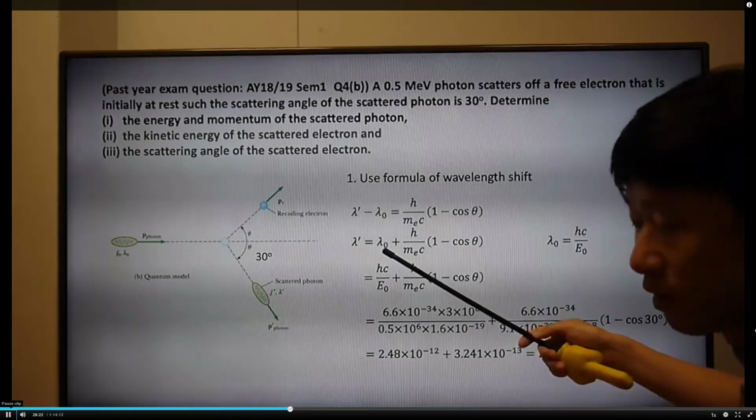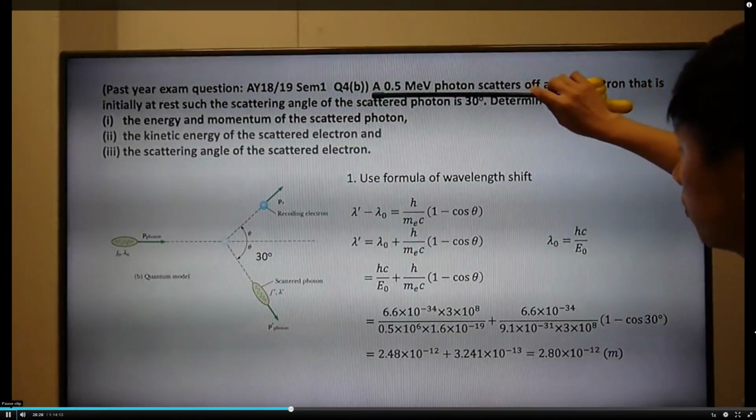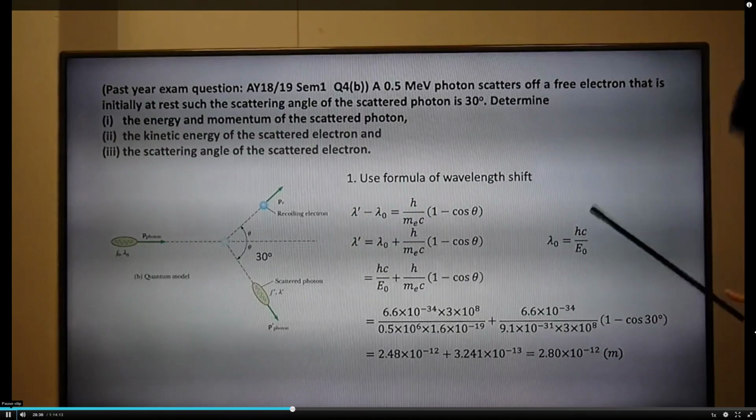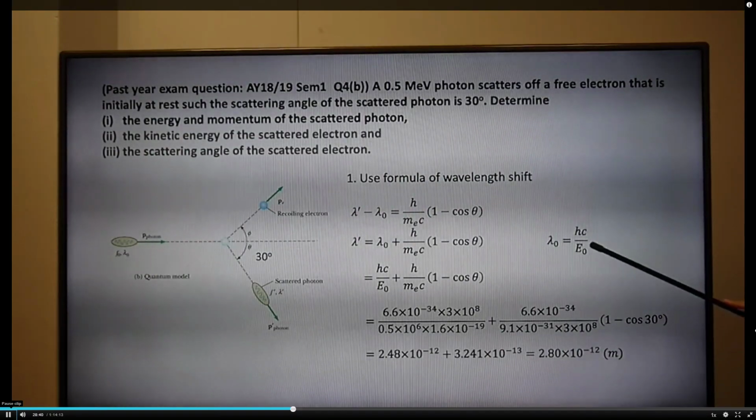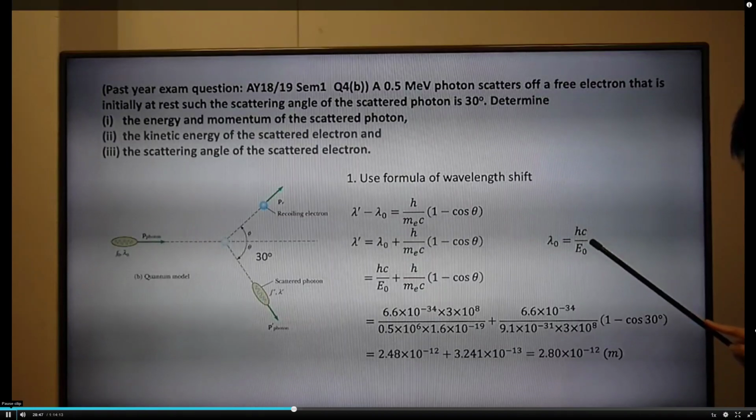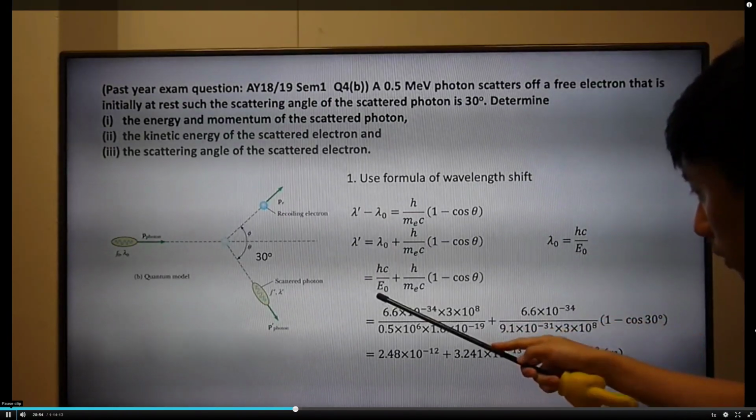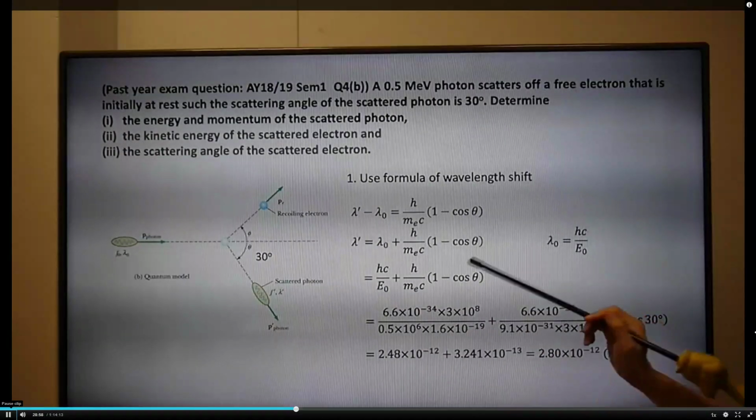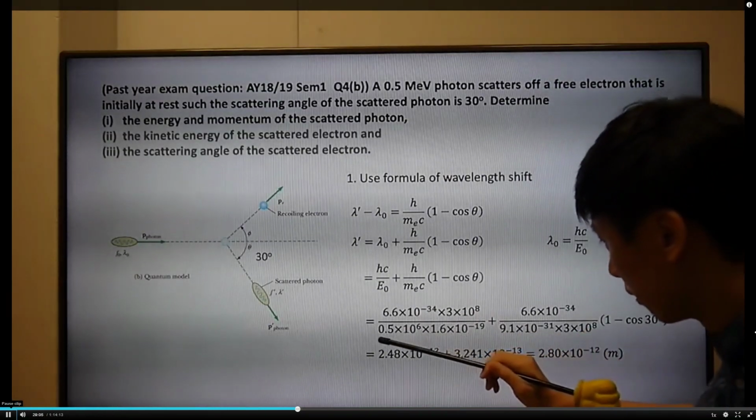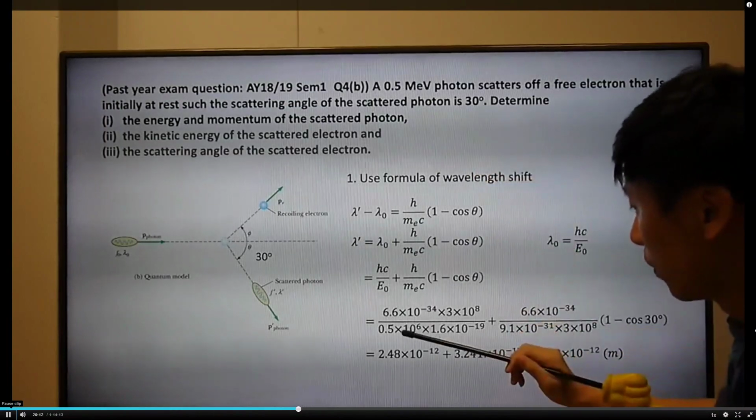Okay, then how can you define lambda 0? What clue can we use in the question? We have the energy of the incident photon, which is 0.5 mega electron volt. So if you know the photon energy, then you can define the wavelength of the photon right here. So lambda 0 is hc over the photon energy, E0. So you can apply this to here. Then let's put in all the given constants. This is h, the Planck constant, the speed of light, and this is the energy of the incident photon, 0.5 mega electron volt.